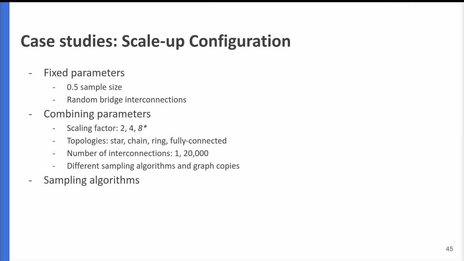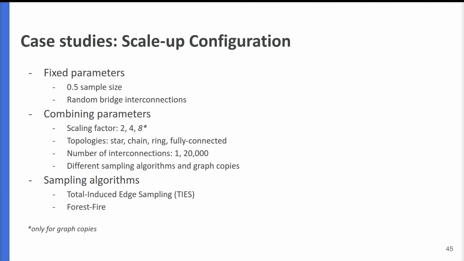For sampling, we selected these mainly because of their superiority in preserving properties, and forest fire to preserve the connectivity of a graph during sampling. Now, the reason why we also decided to use full graph copies instead of sampling algorithms is to merely observe the effects of the other parameters, regardless of the sampling algorithm.